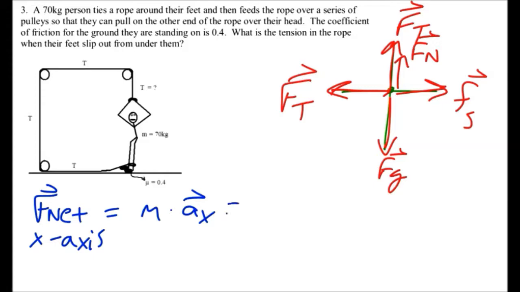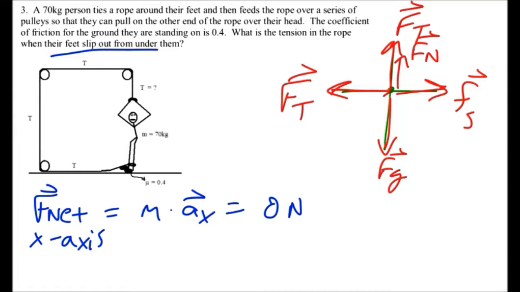Okay. All right, so what are we going to have here? 0 newtons, okay? I thought we were solving the story moving. Yeah, it says when their feet slip, right? So at the exact instant that his feet are starting to slip, that starting point was 0, okay?